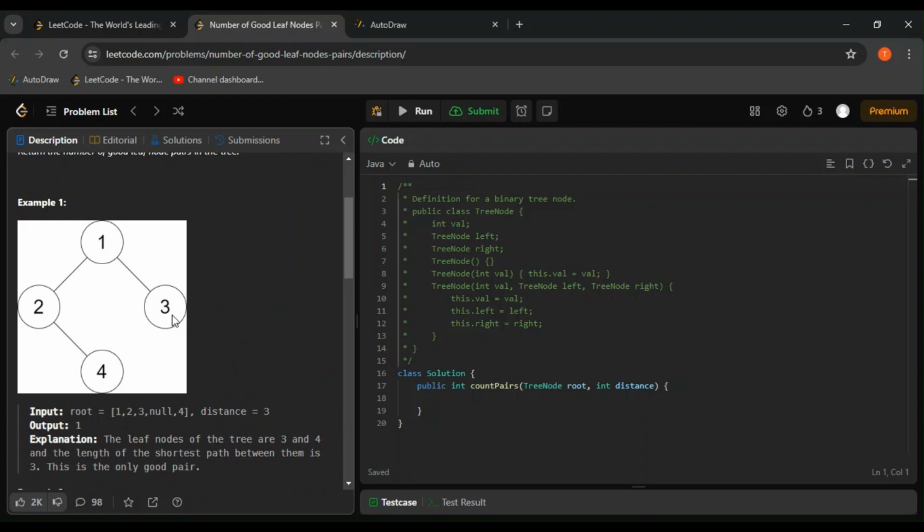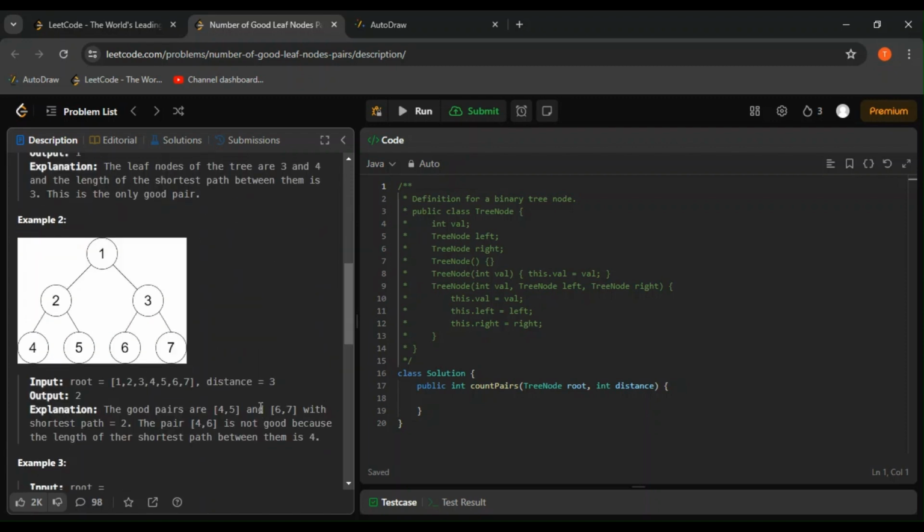So this is a leaf node. Leaf node 3, 3 and 4. So there is 3. Okay. Yeah, so lowest common parent of these two is 1. This distance is 2. This distance is 1. Sum is 3, equal to this. So that is fine. Okay.